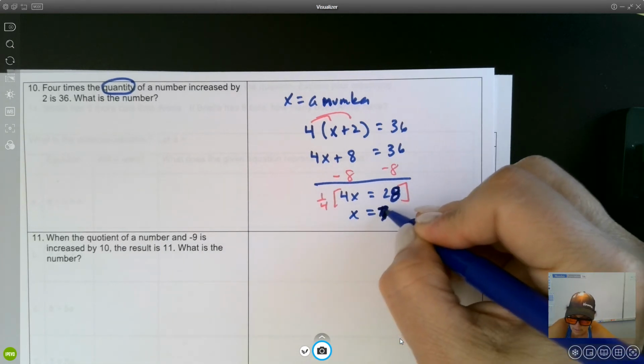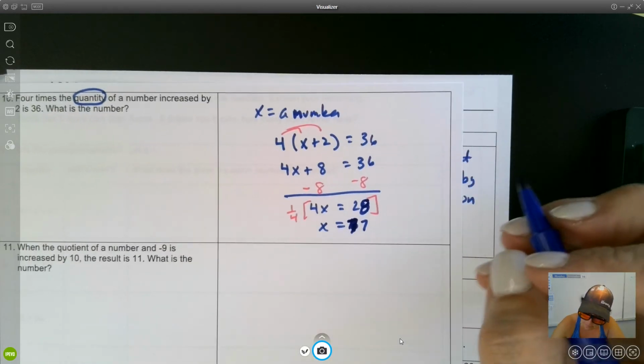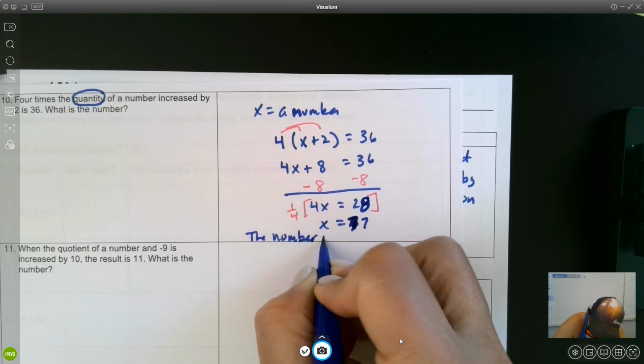That doesn't look like a 7. That's 7. Okay, so the number is 7. Kind of squished right here. The number is 7.